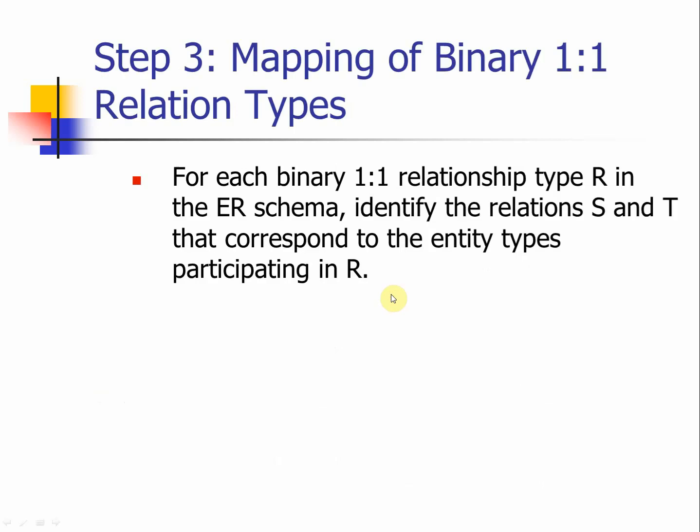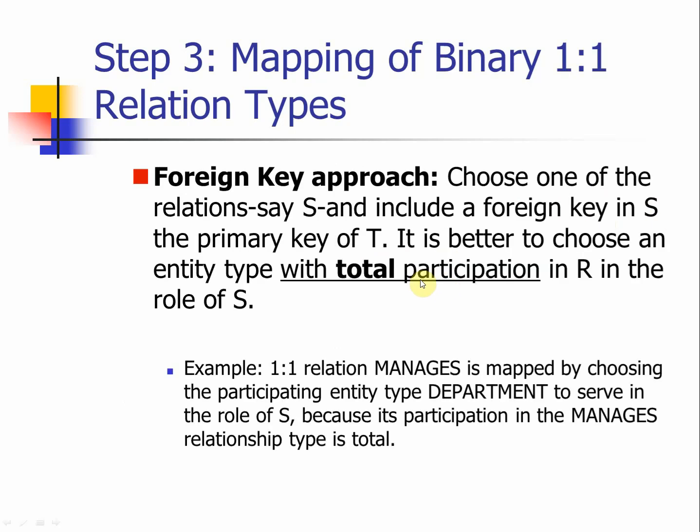For each binary 1-to-1 relationship type R in the ER schema, identify the relations S and T, indicating that the relationship connects 2 entities. We want to find those 2 entities, corresponding to the entity types that participate in R. Then we choose one of the relations, say S, and include as a foreign key in S the primary key of T. What that's trying to say is that the relationship will convert into a foreign key.